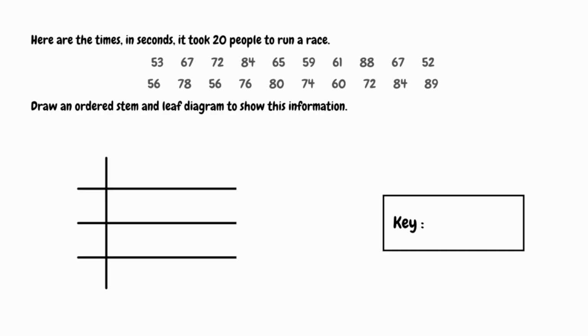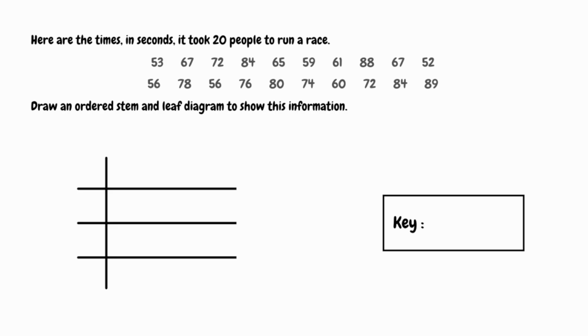So looking at this first example, here are the times in seconds it took 20 people to run a race. We need to draw an ordered stem and leaf diagram to show this information. So thinking about what we said at the beginning, because we've got two-digit numbers, the stem is going to be the first digit and the leaf is going to be the last digit. So my stem is going to be the digit in the tens column, and the leaf is going to be the digit in the units column.